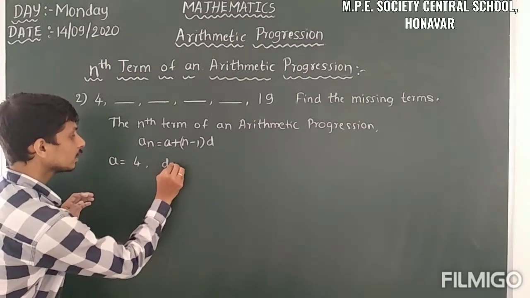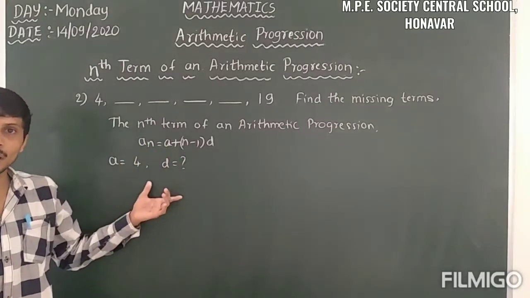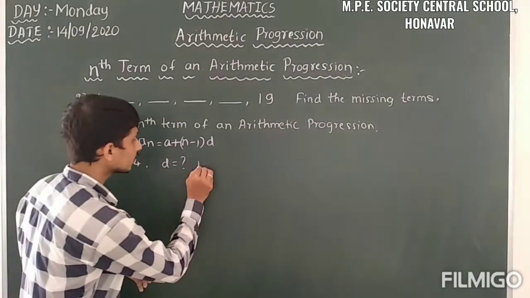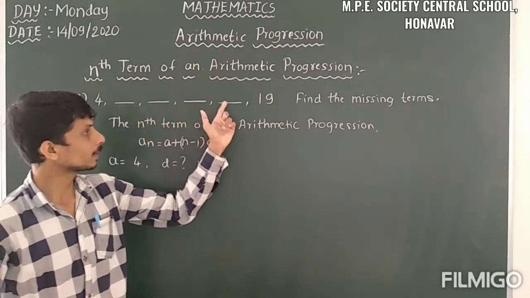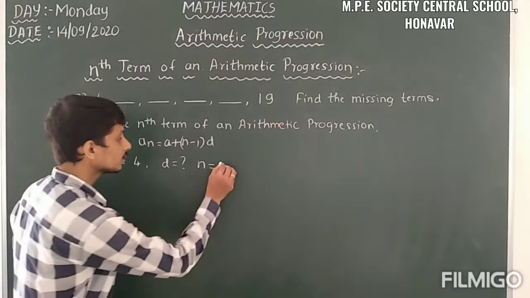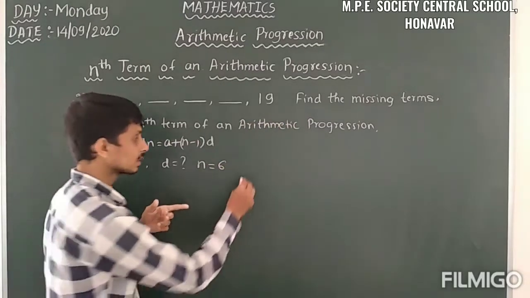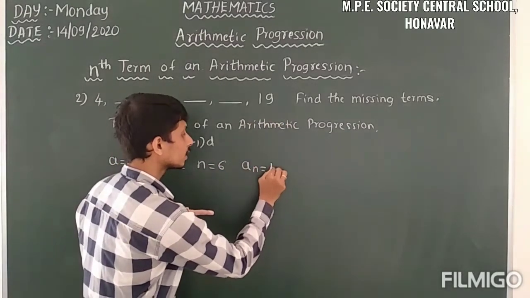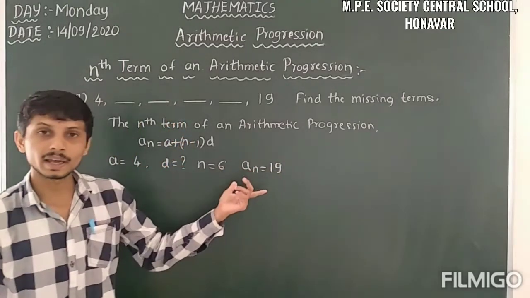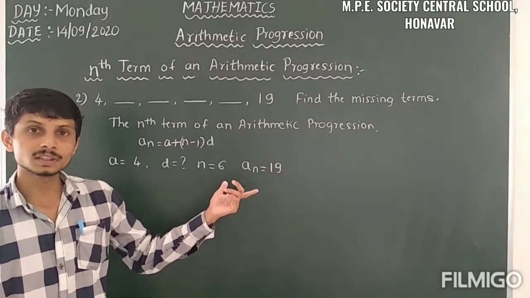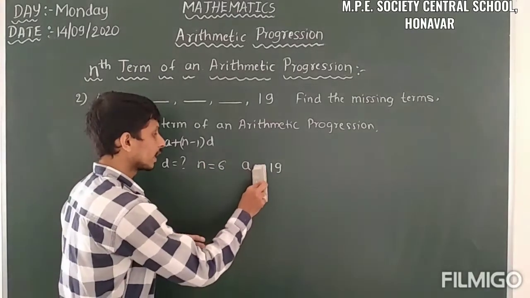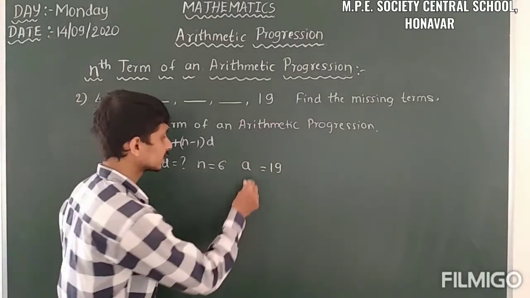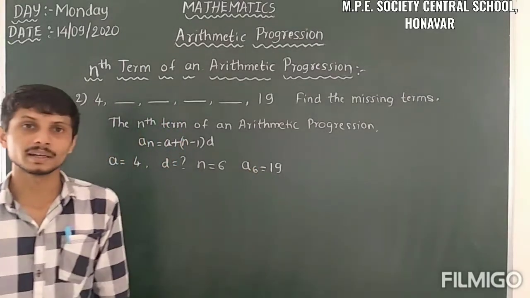Then we have to find out d. So what is the nth term? Here we know the terms are 1, 2, 3, 4, 5, 6. The sixth term means n is equal to 6, and the sixth term here is 19. So we can directly write it as a6. a6 is equal to 19 here.